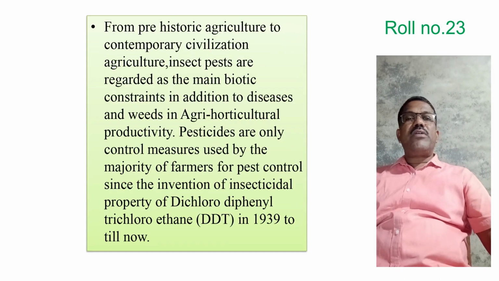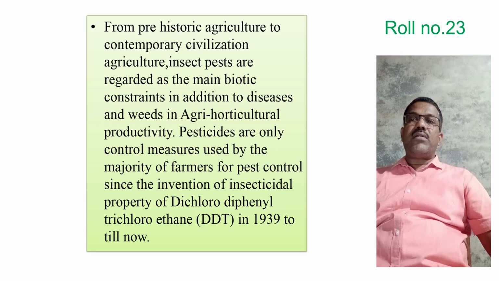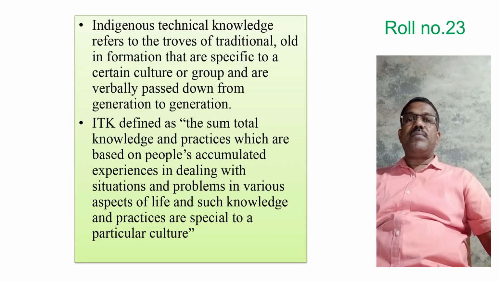From prehistoric agriculture to contemporary agriculture, insect pests are regarded as the main biotic contributors, in addition to disease and weeds, in agri-horticultural productivity. Pesticides are the only control measures used by the majority of farmers for pest control since the discovery of the insecticidal property of dichloro-diphenyl-trichloroethane, the DDT, in 1939 till now.